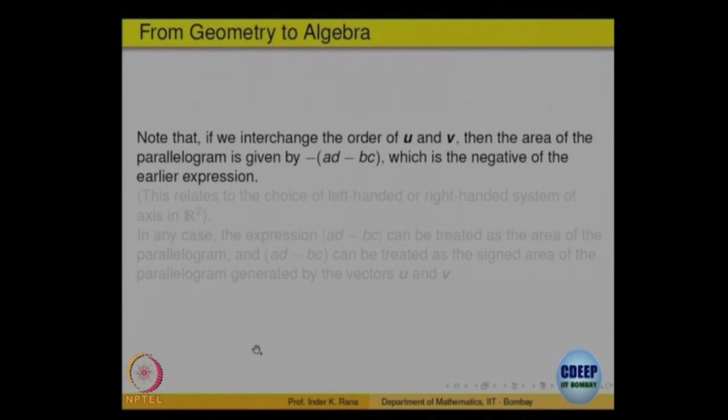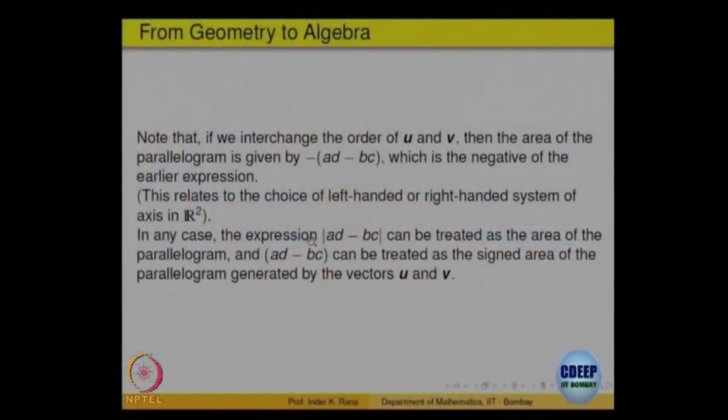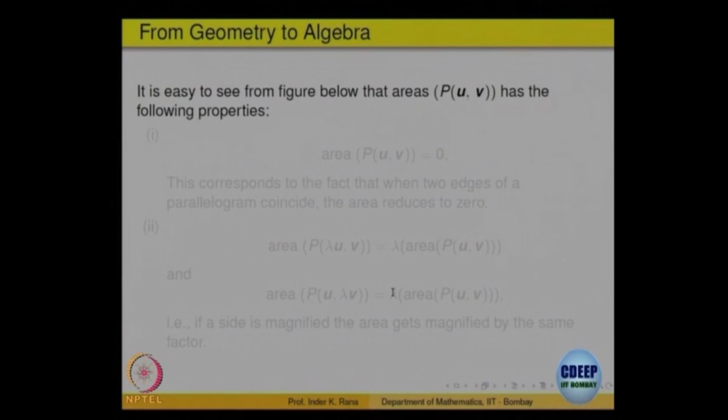If we interchange the order of U and V, you will see that the area comes out as minus of AD minus BC, which was the earlier value. This also relates to what we call the left handed system or the right handed system in the plane. You go from left to right, clockwise or anti-clockwise. So, one can call AD minus BC the signed area, because area is normally taken as positive every time. So, our starting point is, given two vectors U and V, we have the area of the parallelogram. So, P of U, V denotes the area of the parallelogram.